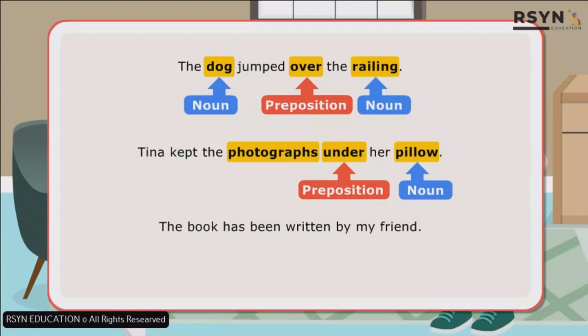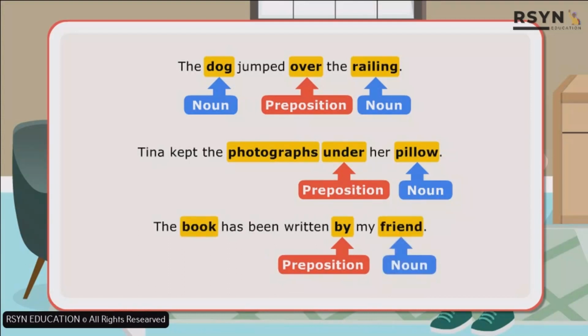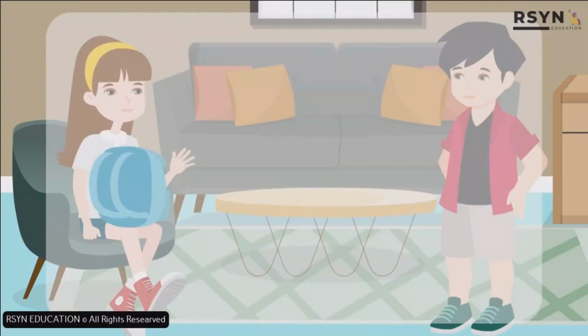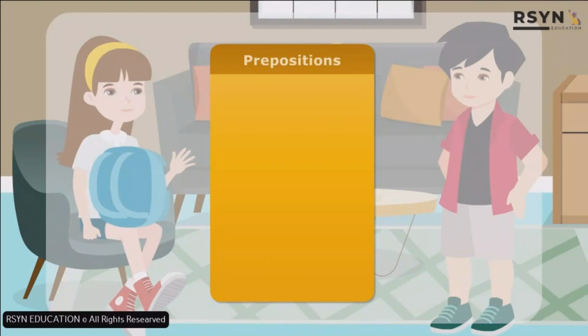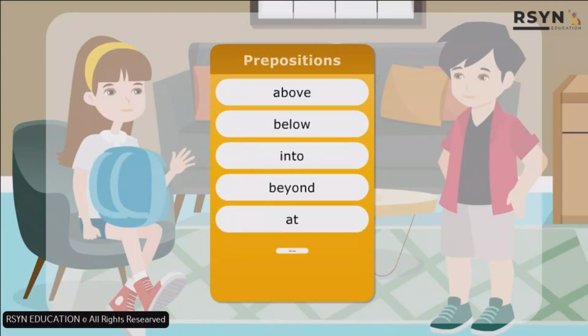In the third sentence, by is a preposition as it tells the relation between the book and noun friend before which it is placed. Here is a list of some prepositions: above, below, into, beyond, at, since, for.